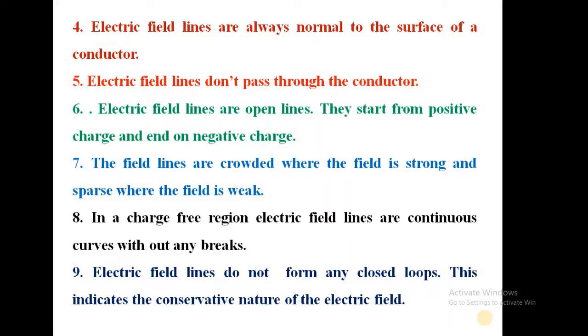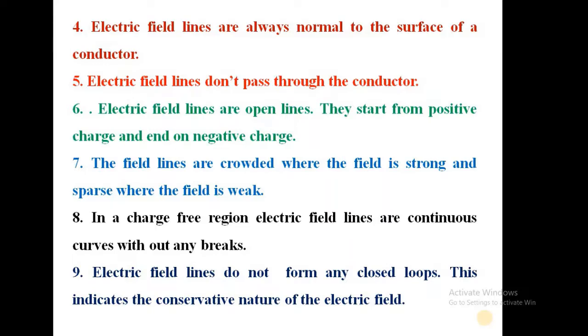The eighth property of the electric field lines is, in a charge-free region, electric field lines are continuous curves without any breaks. That means if the field is created by some charge, the electric field lines continue up to infinity until we place another positive charge in the vicinity of the positive charge.